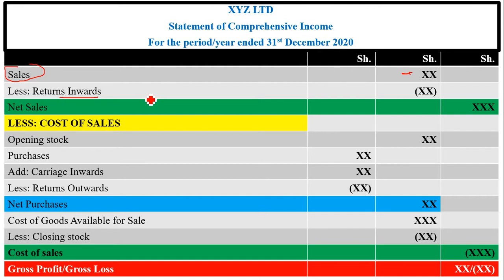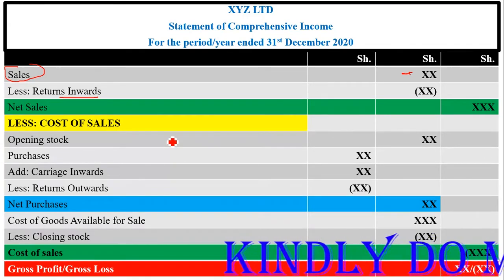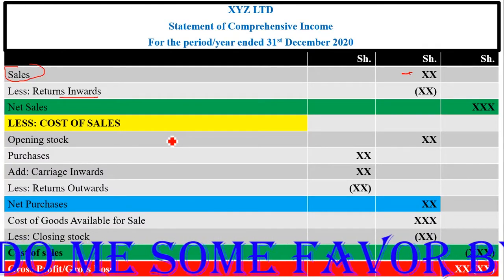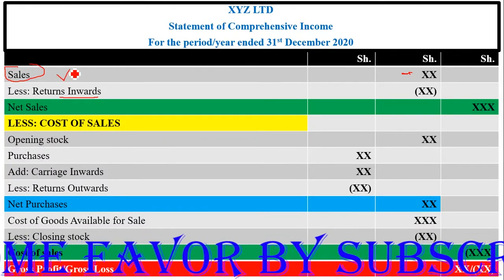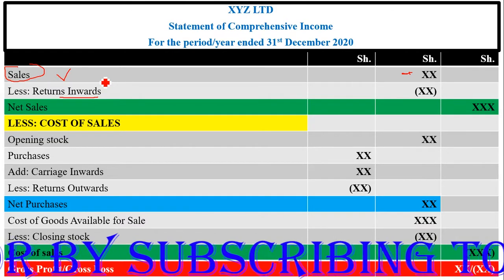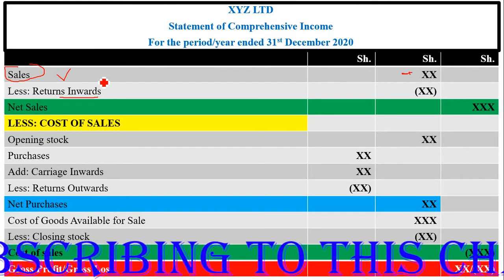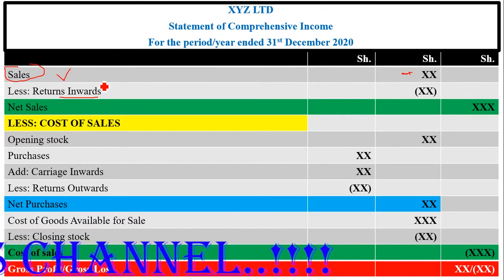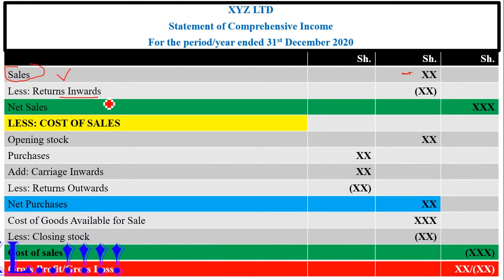There are various reasons why customers might return goods back to you. 1, if the goods are of low quality. 2, if it is not what they ordered for. 3, if the goods were damaged. 4, maybe, or any other reason. So when these goods are returned back to you, it means that you had made the sales, but when they are returned, you have to accept the goods and reduce the amount of sales that you had made, because now you have the goods back.